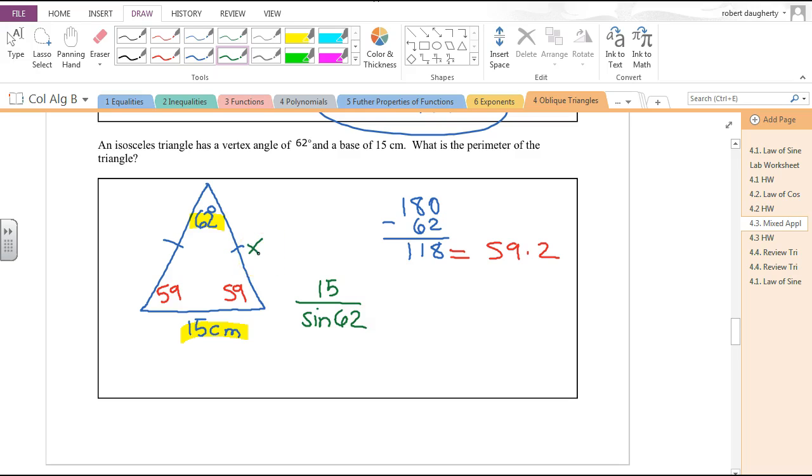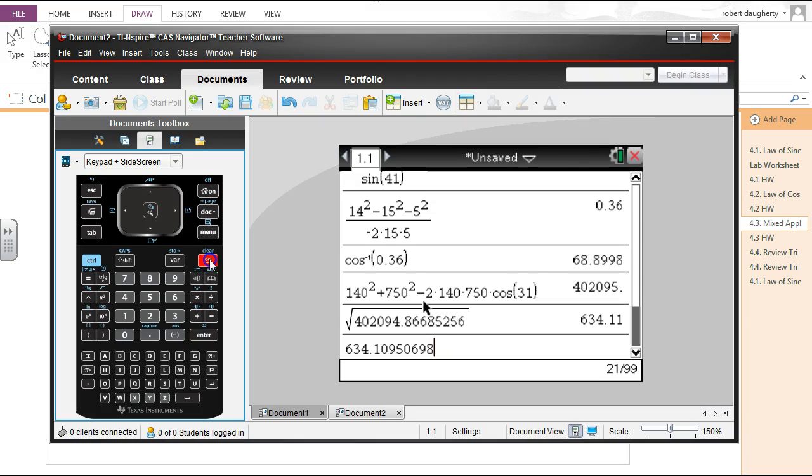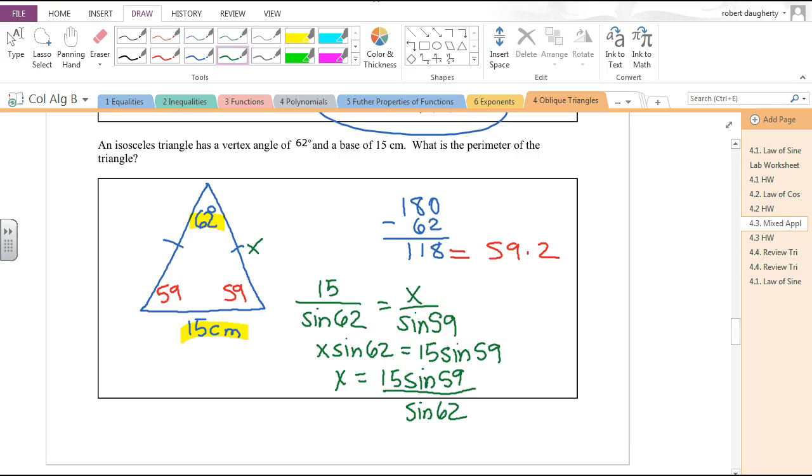Let's just call this side x. That's going to equal x over the sine of what? 59. So when I cross multiply, x times the sine of 62 equals 15 times the sine of 59. So x is equal to 15 times the sine of 59 divided by the sine of 62. So 15 times the sine of 59 over the sine of 62. Fifteen times sine 59 divided by the sine of 62.